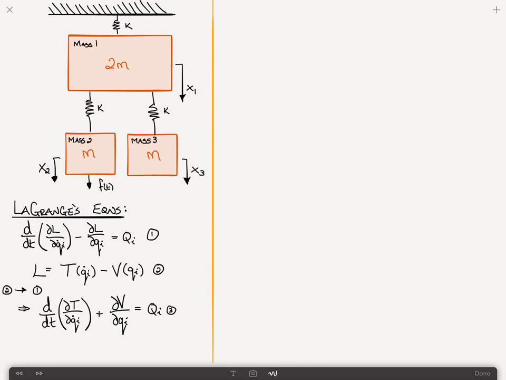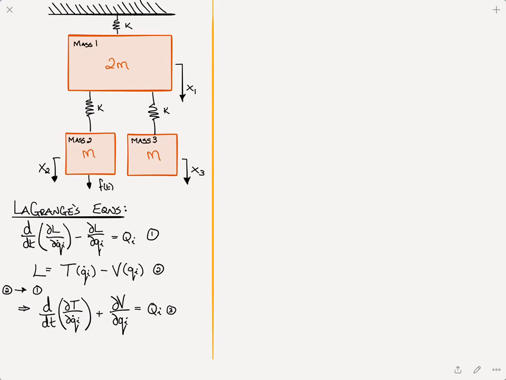I've included Lagrange's equations. We're going to use Lagrange's equations to set up the equations of motion. And in order to get started, we need to find expressions for T, the kinetic energy, and V, the potential energy. I've recognized in the case of equation 2 that the kinetic energy in this problem is a function of the velocities only, and the potential energies are a function of the displacements only, which allows us to rewrite Lagrange's equations in this form, seen in equation 3.